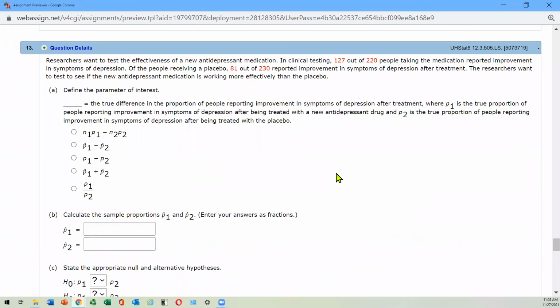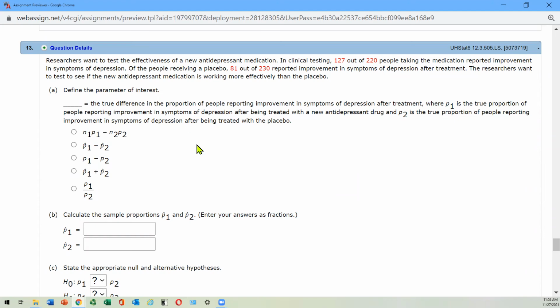Okay, let's look at 13. Researchers want to test the effectiveness of a new antidepressant medication. In clinical testing, 127 out of 220 people taking the medication reported an improvement in symptoms. Of the people who got a placebo, 81 out of 230 have reported an improvement in their situation. Define the parameter of interest.